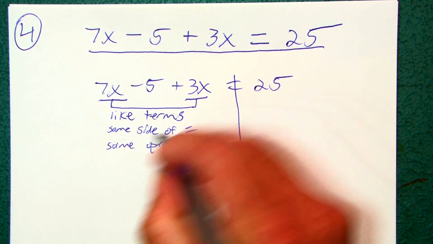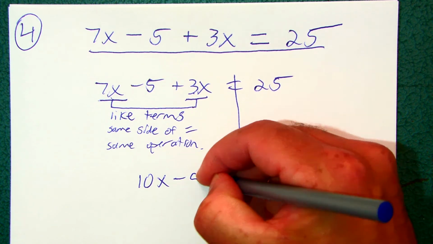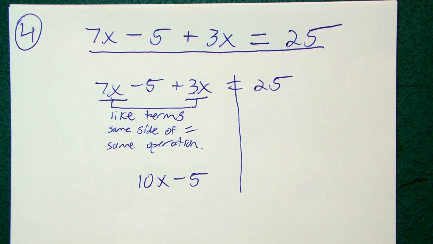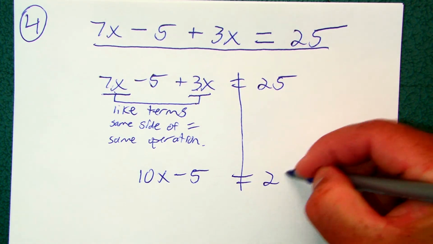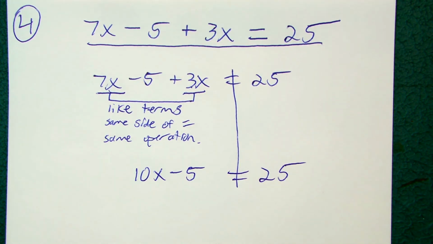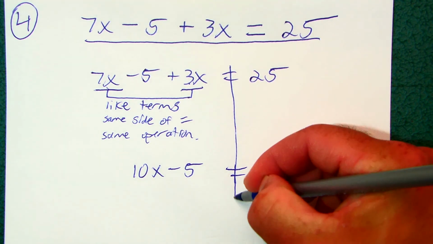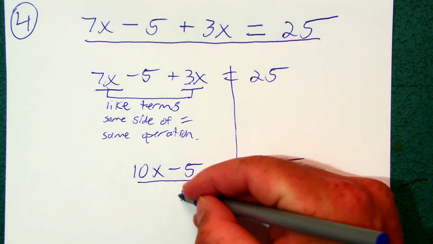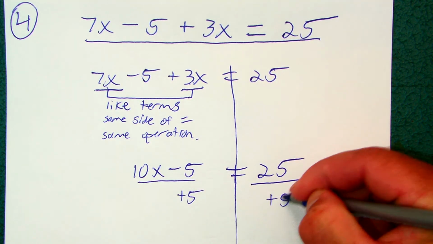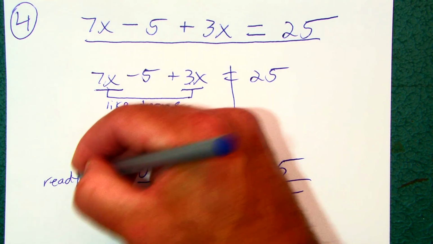So 7x plus 3x is 10x. I didn't do anything with the minus 5. The minus 5 is just dropping down, coming along for the ride here. And equals 25. I did not mess with that at all. So I have 10x minus 5 equals 25. Now we're right back to where we've been with these problems. So I'm going to add 5 to both sides. So this is ready to solve back here.